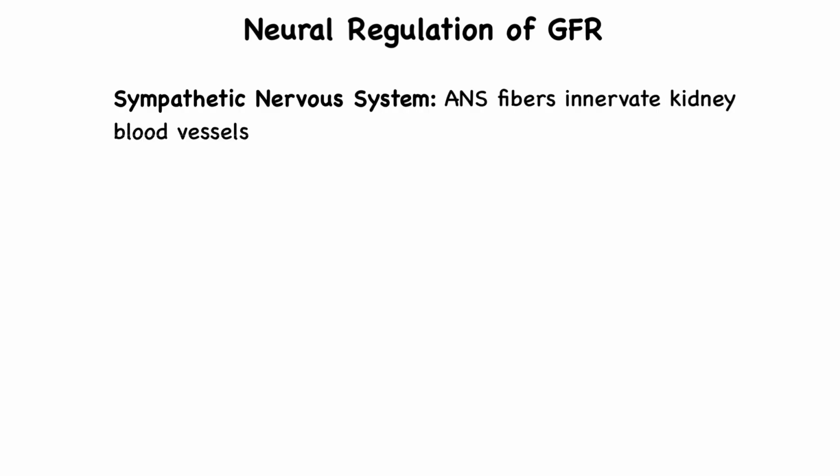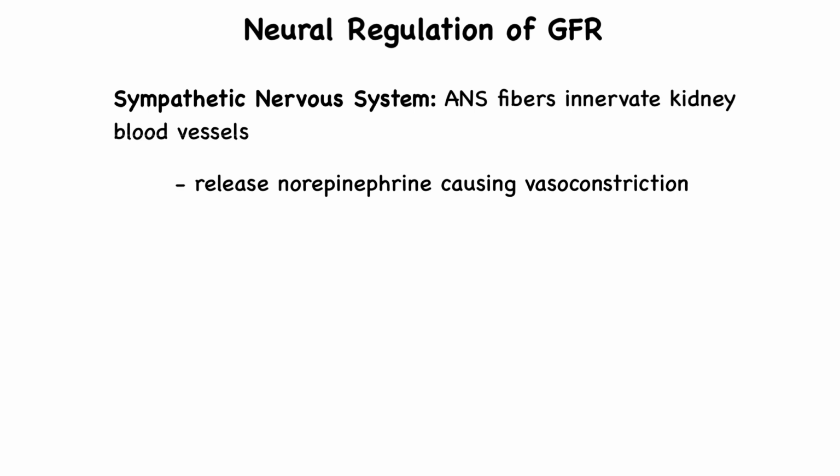There is also neural regulation of glomerular filtration rate. This includes the sympathetic nervous system. Autonomic nervous system fibers innervate kidney blood vessels. These release norepinephrine, causing vasoconstriction. This constricts the afferent arterioles during stress, which reduces glomerular filtration rate.